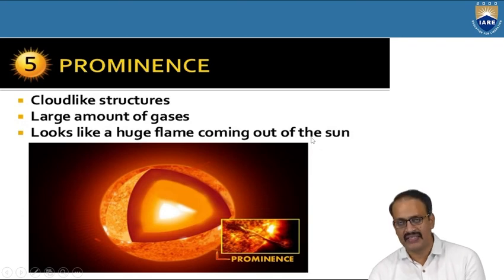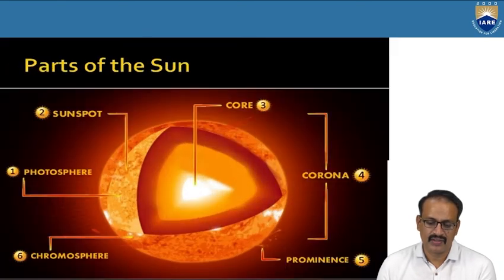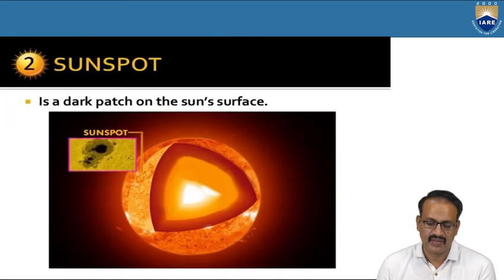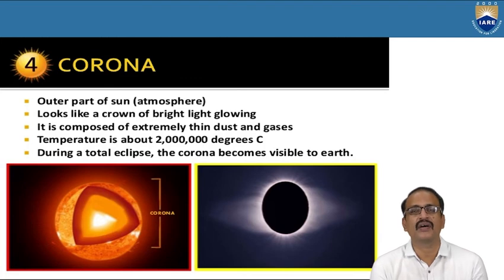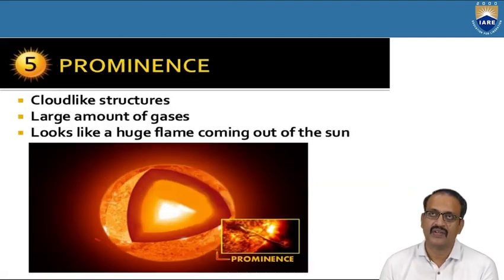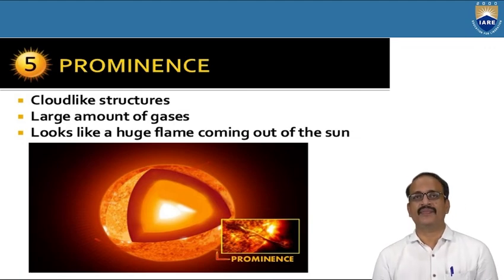So sometimes if it is heavy, this is what we are actually coming to. We are actually coming to the point. That's why we are calling it cyclones in the sun. Cyclones in the sun. So it is a cloud-like structure and a large amount of gases. It looks like a huge flame coming out of the sun.